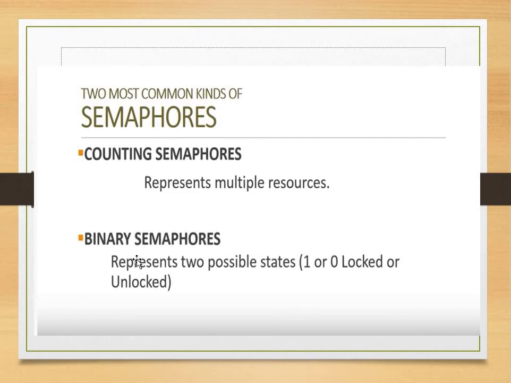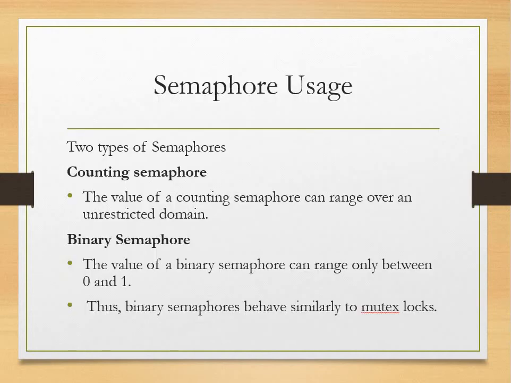And the other one is a binary semaphore. It is like a fuzzy logic. It will have only two possible states, either 0 or 1. If it is 1, it will be locked. If it is 0, it is called unlocked. So two states will be there in this particular case. And the two types of semaphore usage, I have already discussed.